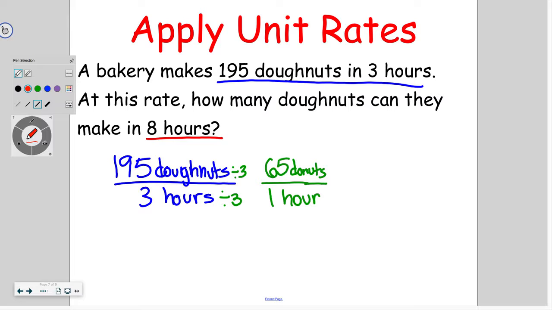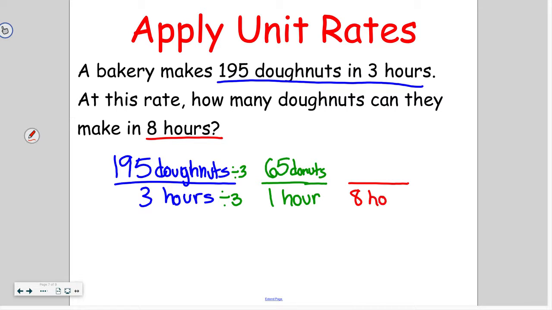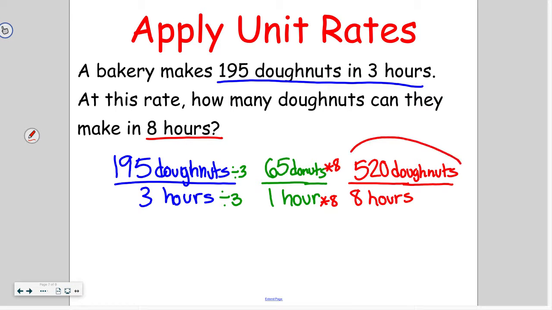So I have to take a second step on this problem. To get to my final answer, I want 8 hours on the bottom. In order to get from 1 hour to 8 hours, I am multiplying by 8. If I do it to the denominator, I have to do it to the numerator. And I get 520 donuts in 8 hours.